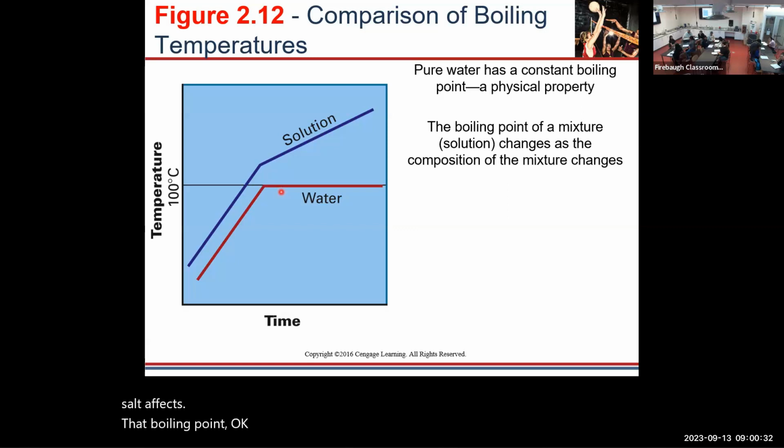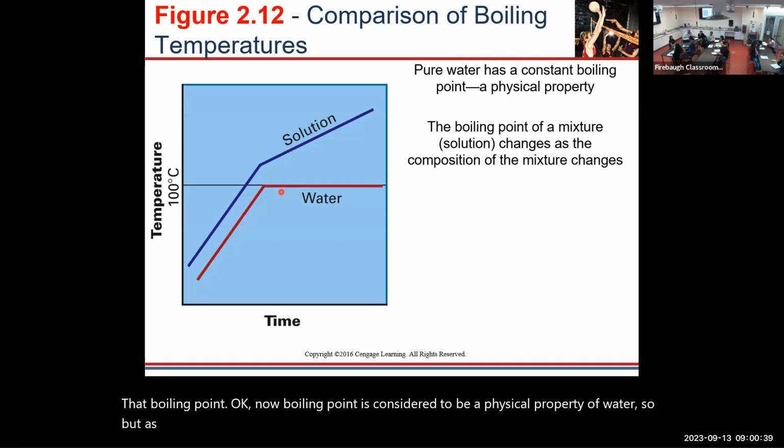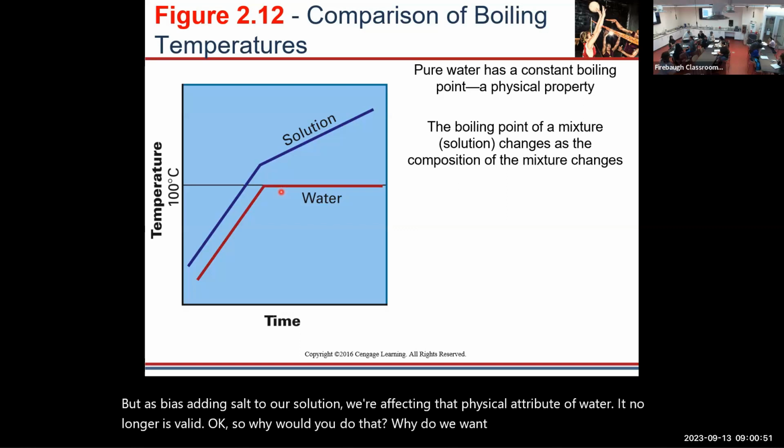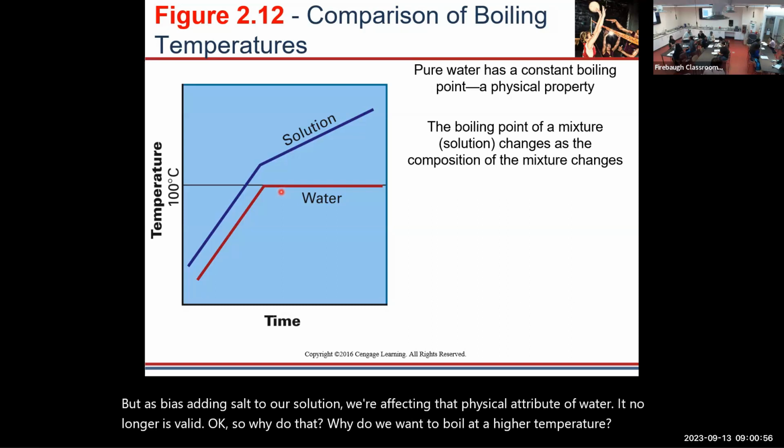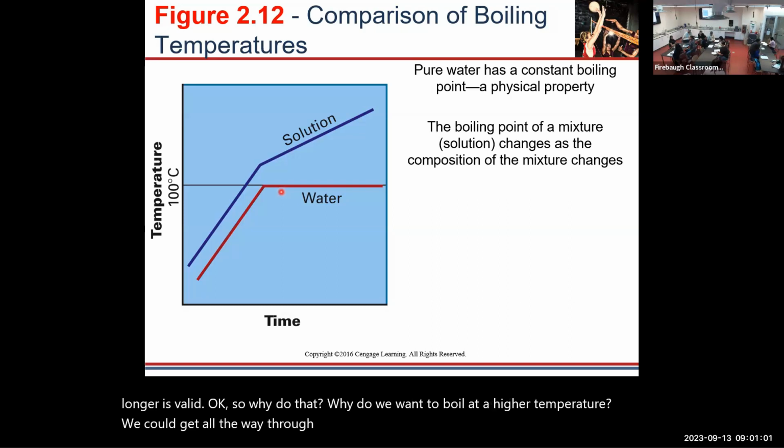Now, boiling point is considered to be a physical property of water. But by adding salt to our solution, we're affecting that physical attribute of water. It no longer is valid, okay? So why do we do that? Why do we want to boil at a higher temperature? To cook it all the way through, okay? Yeah, that's it. Speed up the process, yeah, speed up the process.